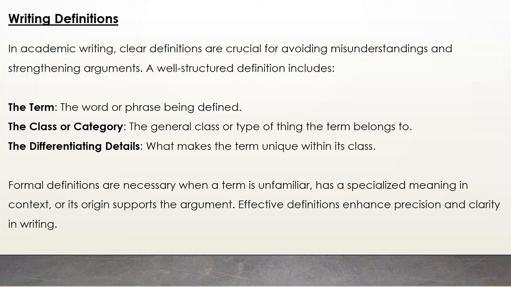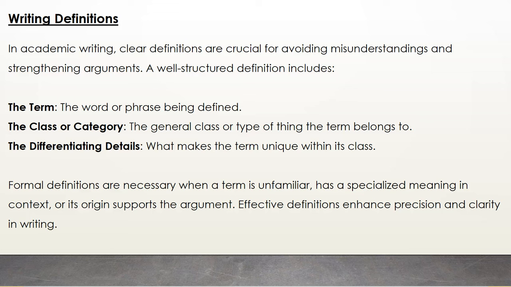For example, astronomy, it is a field of study. That is the category that it belongs to. So the term astronomy, category, that is astronomy, it is a field of study. Then you have to differentiate the detail. Here, what makes the term unique within the class, or how this term is entirely different from other fields of study or other class. Here in this session, you have to develop your concept. Astronomy, that is the term. Then the class, that is astronomy, it is a field of study. Then you have to differentiate.